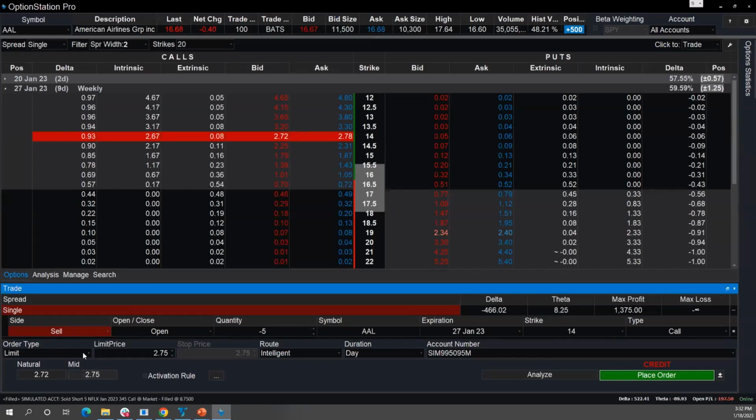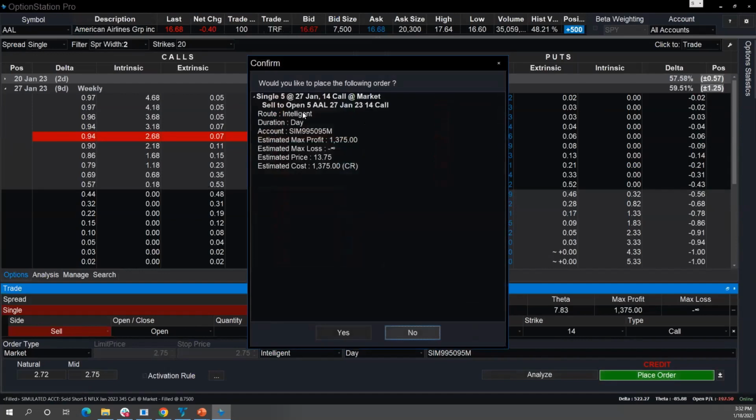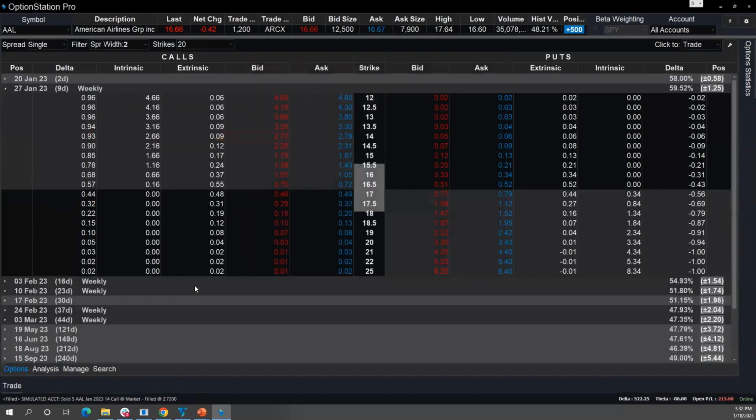I could just go over here to market, and then go to place order, right? And then I'm going to go to yes. Now the thing is, if you don't own the stock, then you cannot sell calls. That's highly risky, and if you don't have the actual position set up, if you don't have your level, you can't even do it anyway.